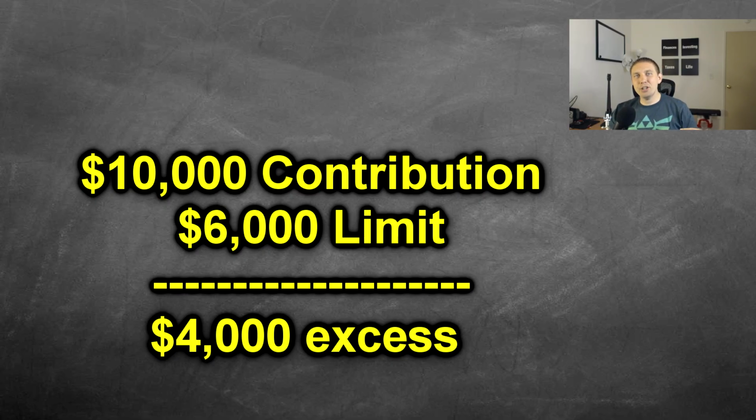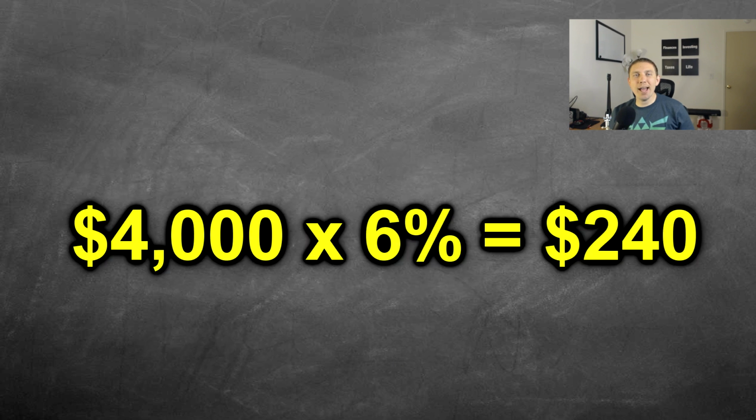Let's say you put in $10,000 instead of $6,000. Well, in that example, you have $4,000 too much in that account. So the $4,000 will become subject to a penalty. And what penalty is that? It's the excess contribution penalty, and that is 6%. So your tax on that will be $4,000 times 6%. And you might even be hit with an early withdrawal penalty. So watch out for that.